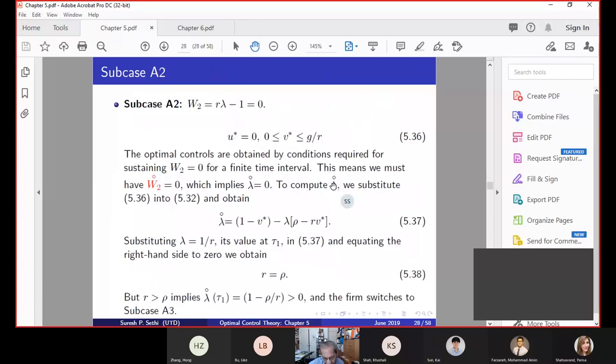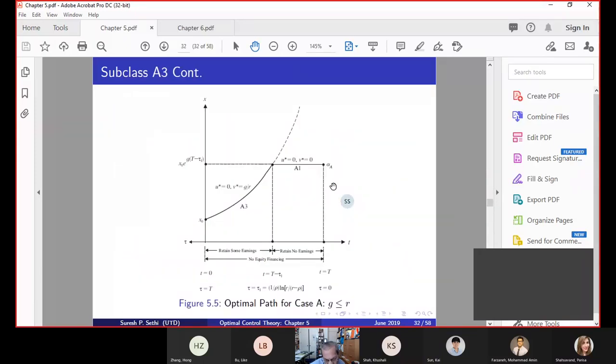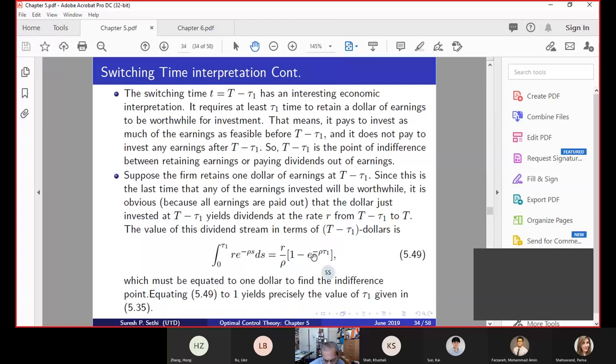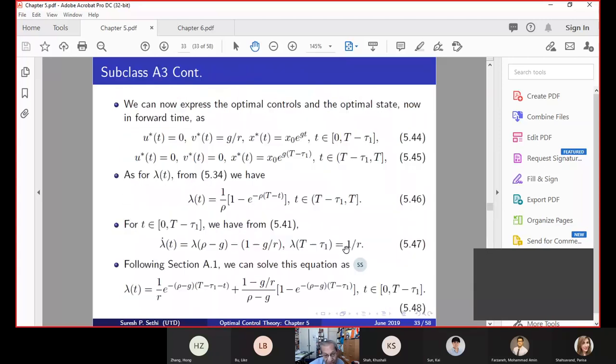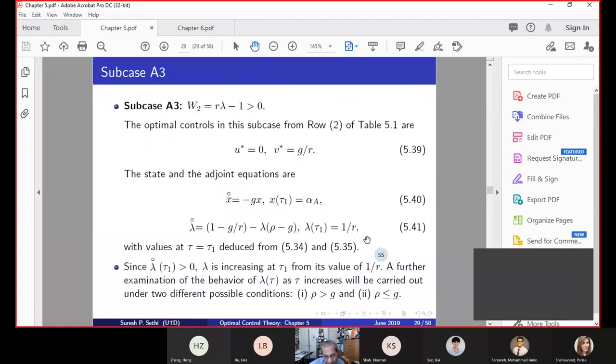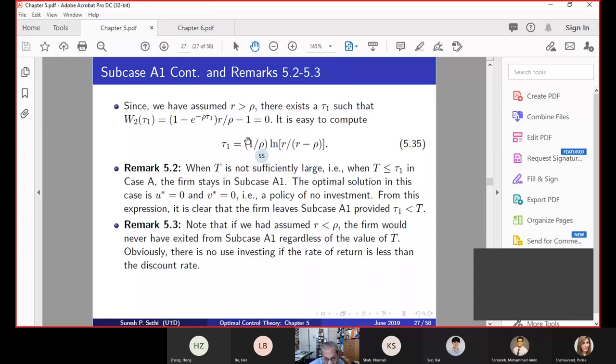This formula. And you can see easily, let's go even further. So if you equate that to a dollar, first, you bring that side to this side, that becomes rho divided by R. Then you bring this side, that becomes rho divided by R minus 1. And then you multiply by minus, you get e to the minus rho tau is 1 divided by 1 minus that. And then tau 1 becomes the log of that, divided by rho. So you can see this formula is exactly this formula: 1 by rho, log of R over R minus rho.